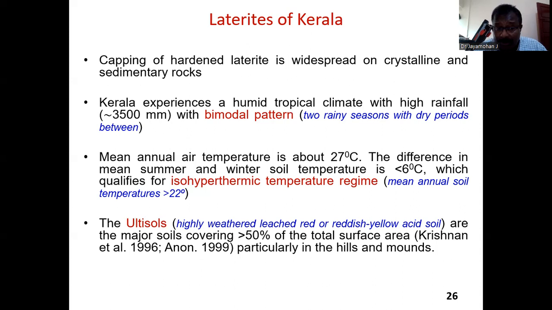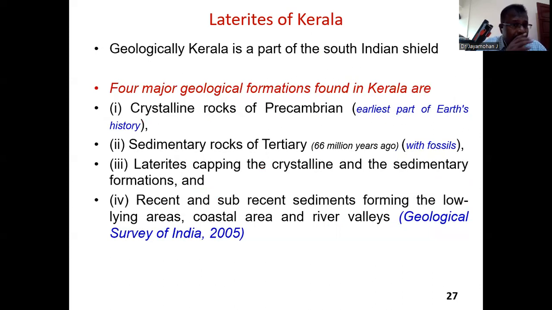These types of soils are also termed Ultisols by various geologists, meaning highly weathered, leached, red or reddish yellow acidic soils. Krishnan et al. and others report that these cover more than 50% of the surface area of the state of Kerala, especially in the hilly terrains.